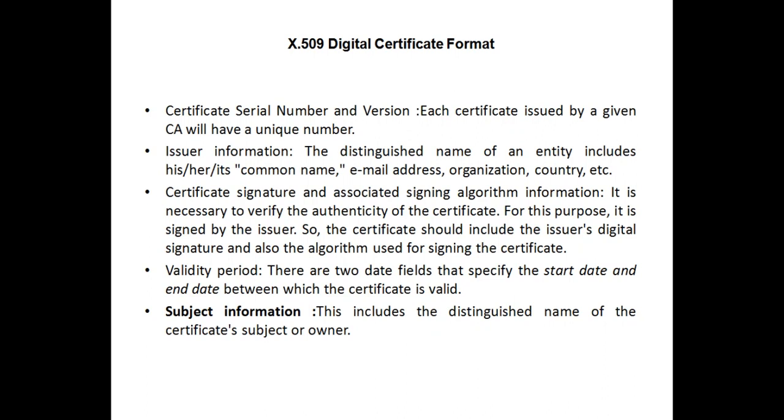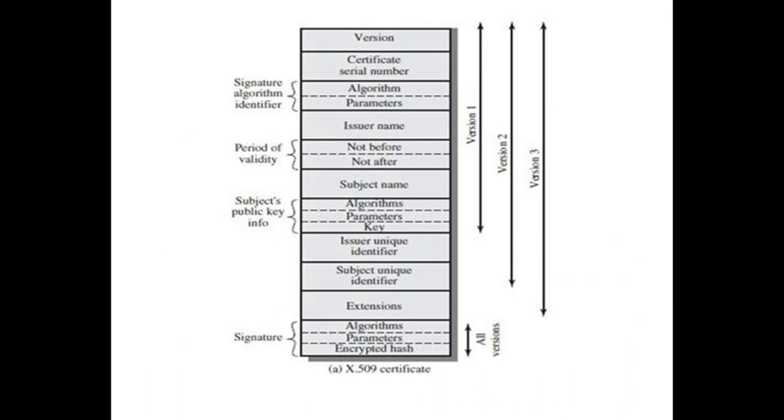Subject information. This includes the distinguished name of the certificate's subject or owner. So for example, if the communication is happening based upon some educational motives, then the subject information may clearly specify the purpose of the communication which is being attempted. So this is the basic format of any digital certificate.